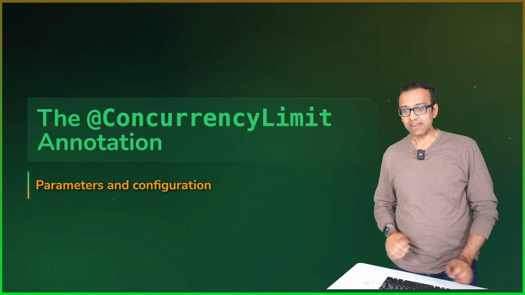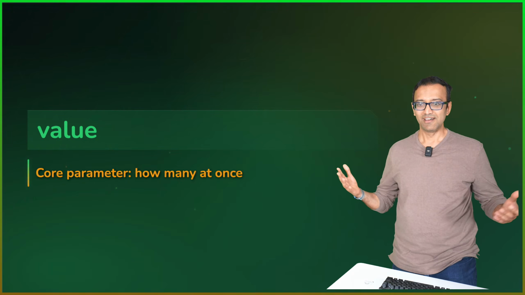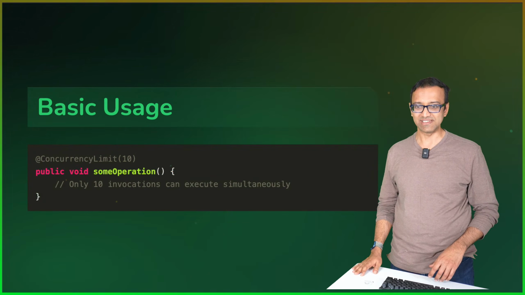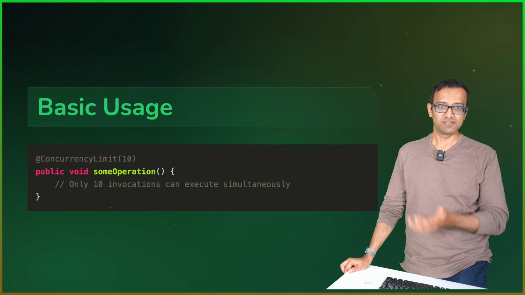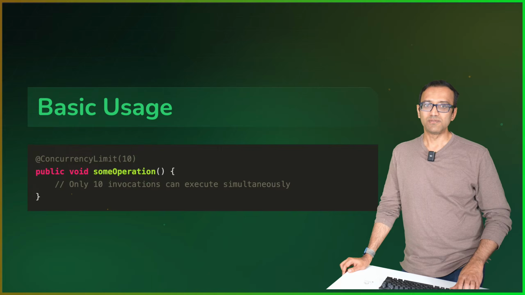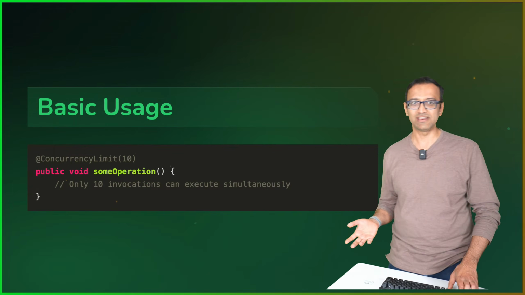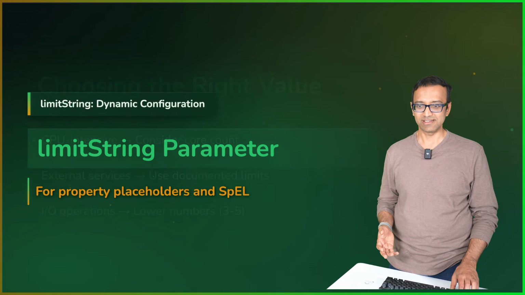Okay, the annotation, very simple, just one property. Just a value. How many at once? That's it. That's the simplest that we've seen so far. Here's an example. Some operation takes a while, so you stick an annotation on it. So the challenge is in figuring out what value to put here, and that depends on your resource availability constraints and all that stuff.